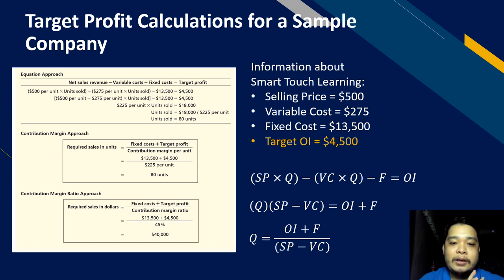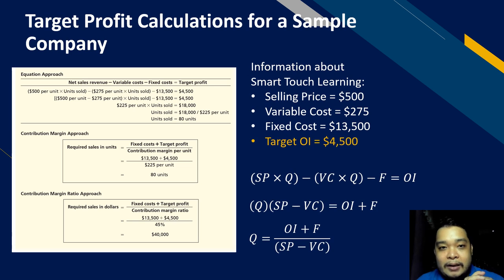So if we solve for Q regardless, operating income plus fixed cost divided by selling price minus variable cost is the quantity required so that you can reach the target operating income. So instead of zero, the operating income will have a number. In this case, 4,500. So how do you interpret this in business terms?